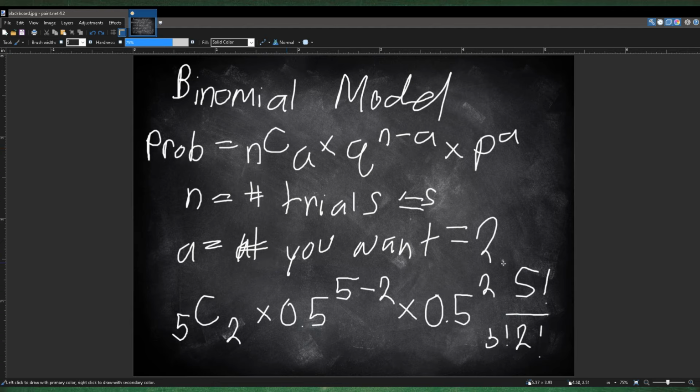So in this case, we have 5 factorial, which is 5 times 4 times 3 times 2 times 1, but 3 factorial on the bottom is 3 times 2 times 1, so those cancel each other out, right? And then you just have 2 factorial remaining. So 5 times 4 divided by 2 is 10. So you have 10 right here times 0.5 to the power of 3 times 0.5 to the power of 2. Since there's the same base, we just add the exponents. So 3 plus 2 is 5.